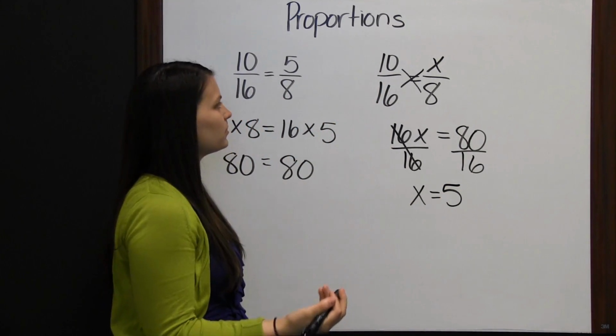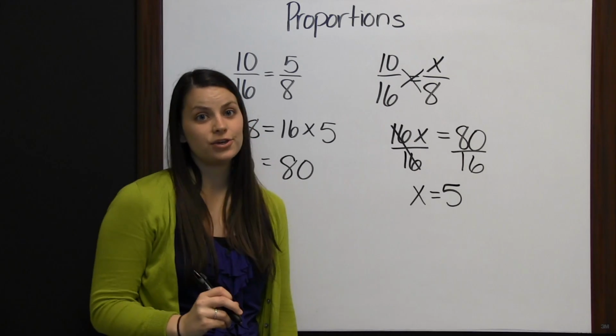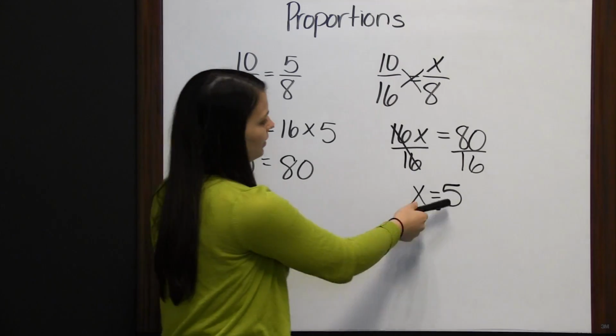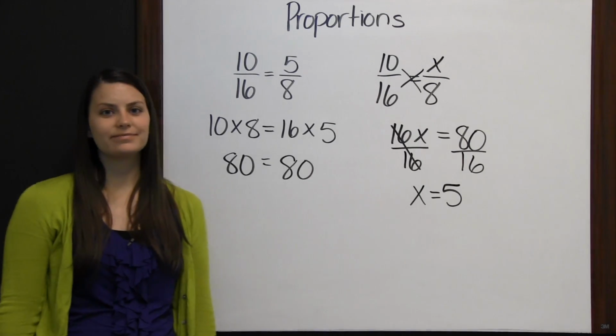So by using the proportion and the cross products, we can find missing values in our proportion, like that x is 5, which we already knew from our original proportion.